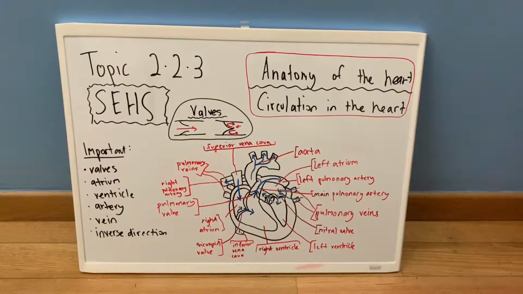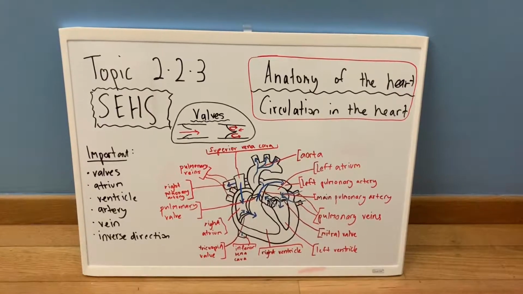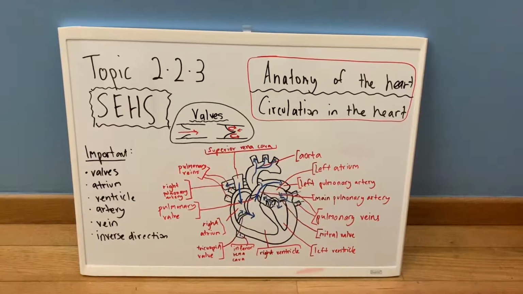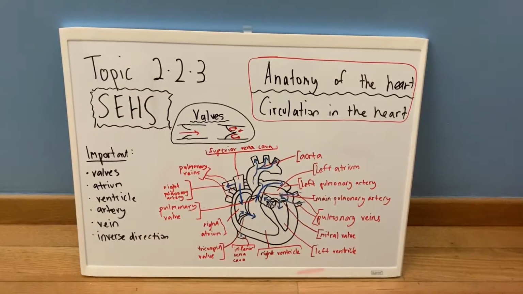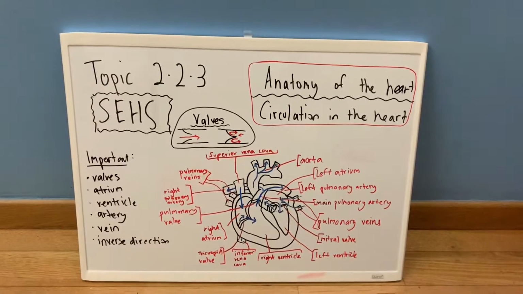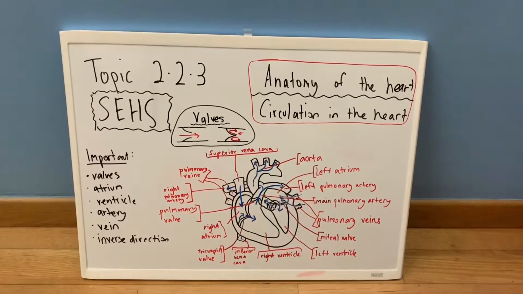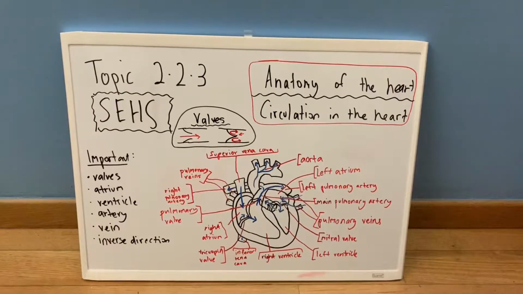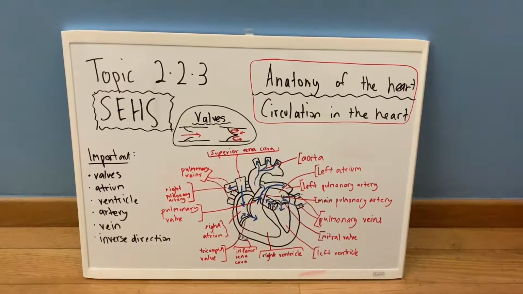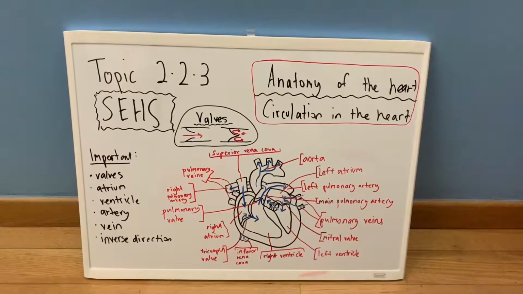Today we will be discussing topic 2.2.3 on the anatomy of the heart and the circulation of the heart. When discussing this topic, we must make reference to the valves, chambers, such as the left and right atrium and the left and right ventricles, arteries and veins, and we must be aware of the inverse directions, as when facing a heart such as this, it is in a mirrored view. Therefore, the left is now right and the right is now left.